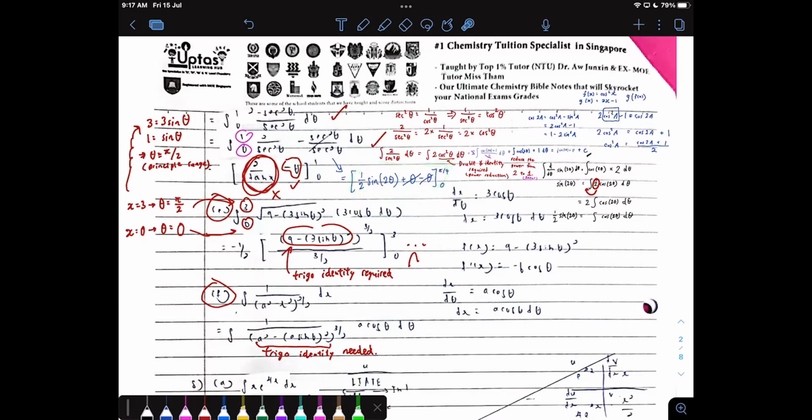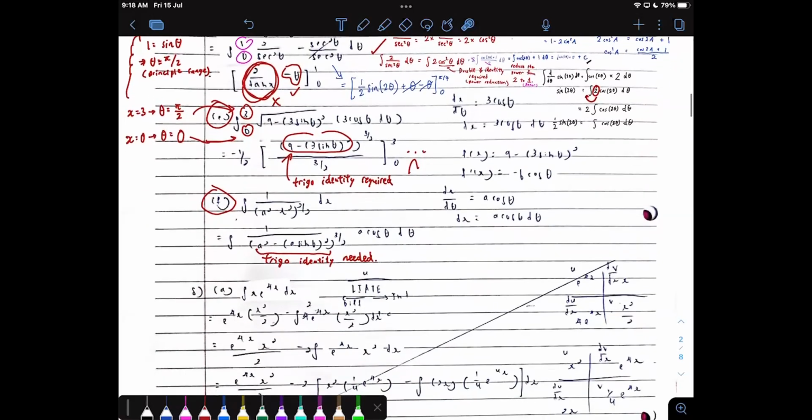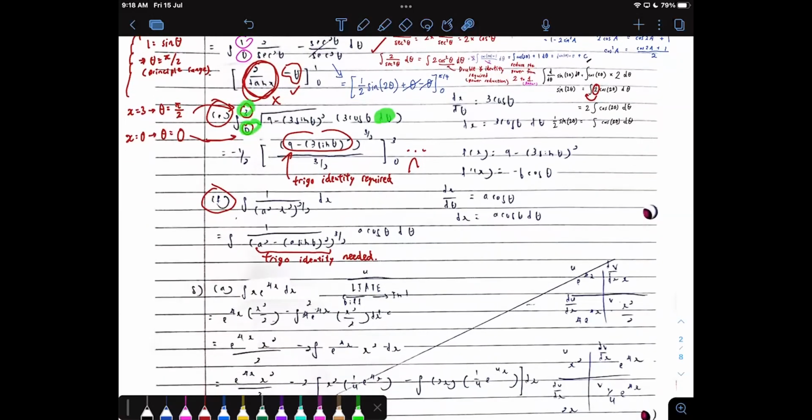Okay, then part E. Same mistake. Over here, you forgot to change the limits. You see, you're in the theta world already. This is question 7 part E, right? Let me scroll to the correction. I strongly recommend you copy down the substitution, write it above, so that it's easier. Then what happens? Over here, you need to find the limits, right?